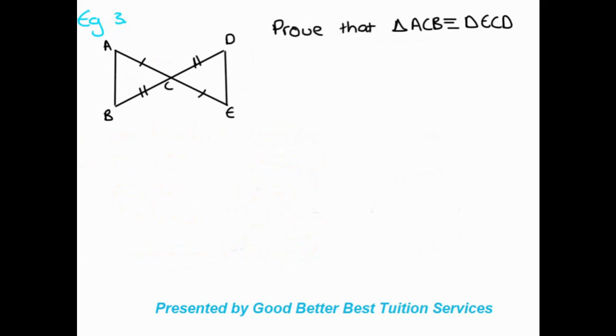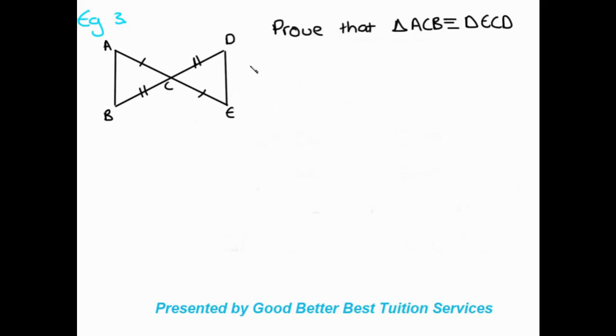So now we're going to look at this very last example, okay? We can see here they give us triangle ABC and triangle, they write it as triangle ACB and triangle ECD. So they're asking us to prove that these two triangles are congruent. Just by looking at it, we can see already that we have two sides on each triangle that are equal. So straight away, let's try and hop into it.